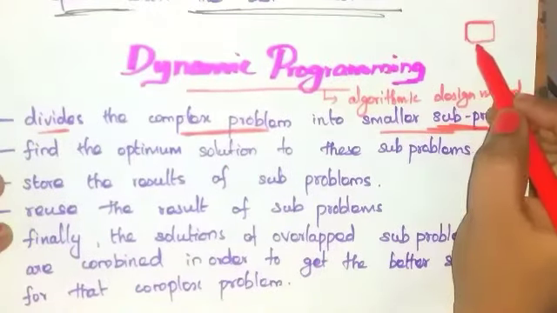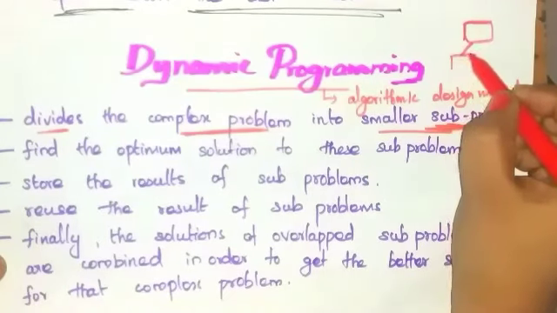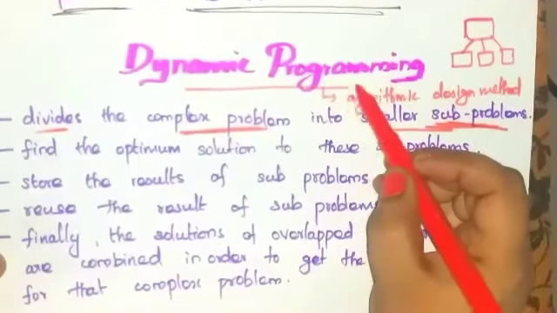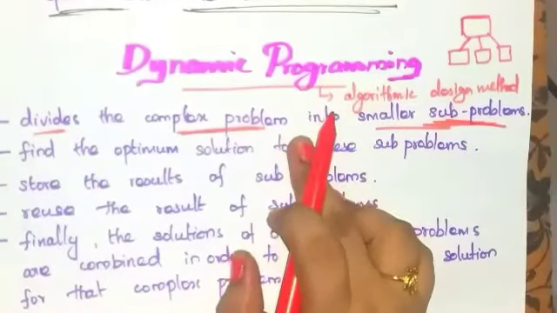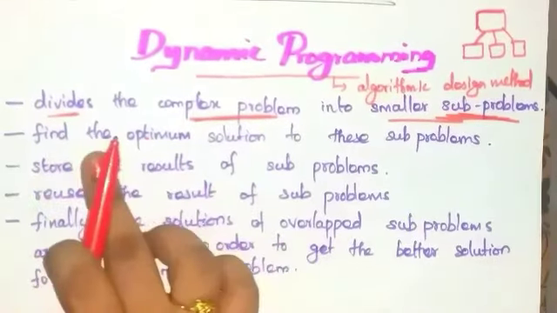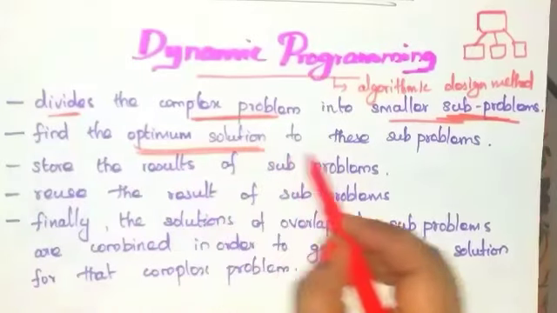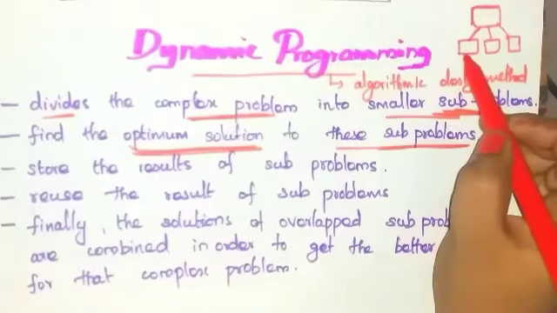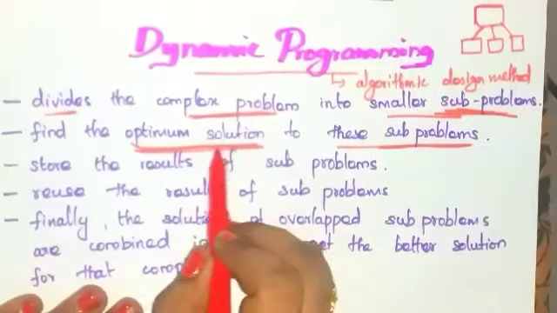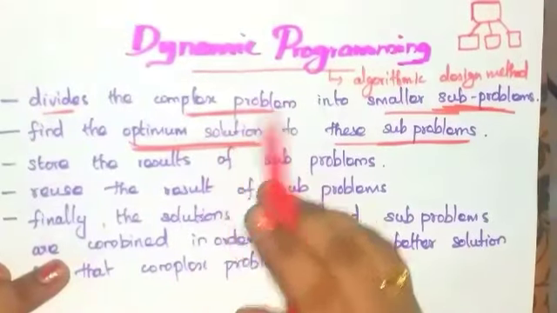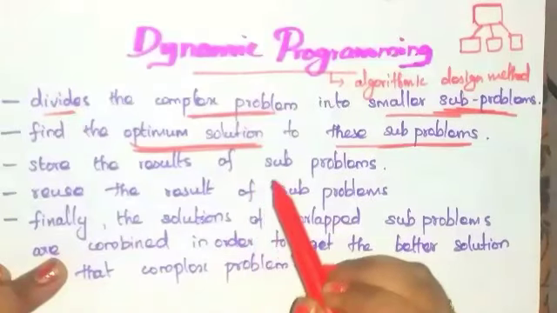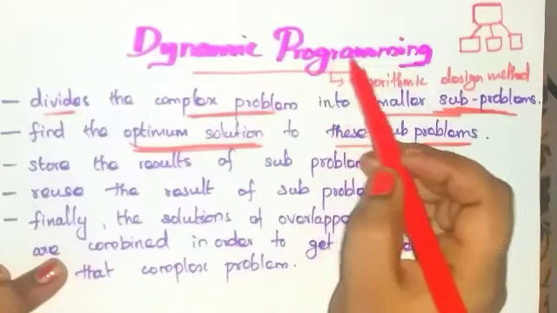See here, suppose a big problem is there. Whenever this problem is divided into smaller subproblems, then we can choose dynamic programming. Second point, find the optimum solution to these subproblems. You have to solve each subproblem and find the optimum solution, so you call it an optimization problem. Whenever an optimization problem is there, you can follow the dynamic programming approach.